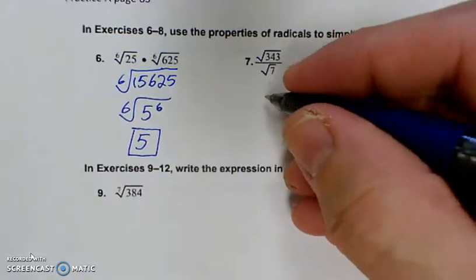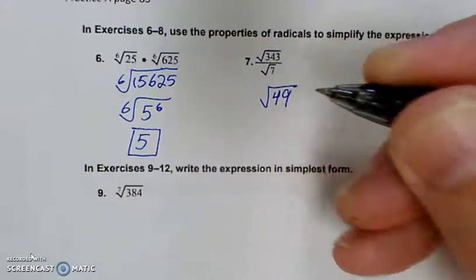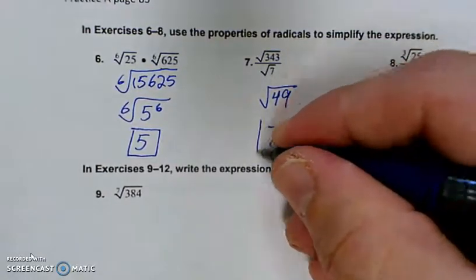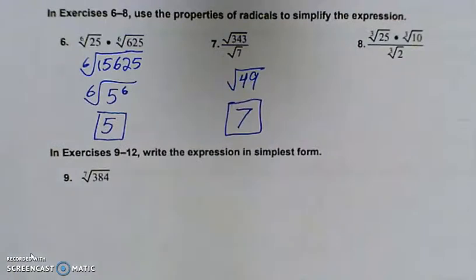343 is actually divisible by 7. So 343 divided by 7 would be 49. So this is the square root of 49, and that's easy enough. That's 7. So we're getting nice, pleasant, rational answers here.